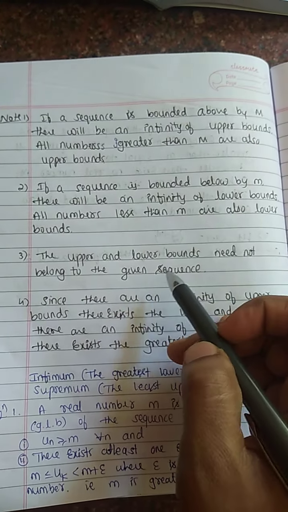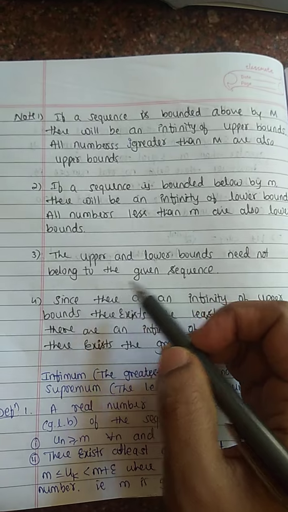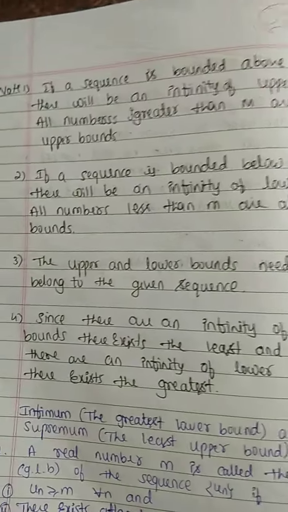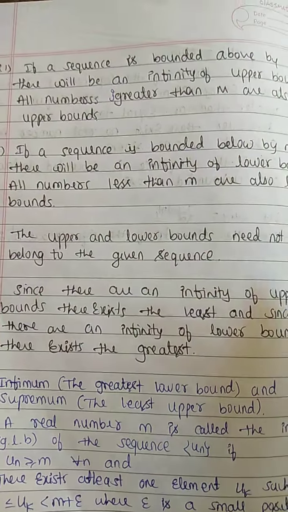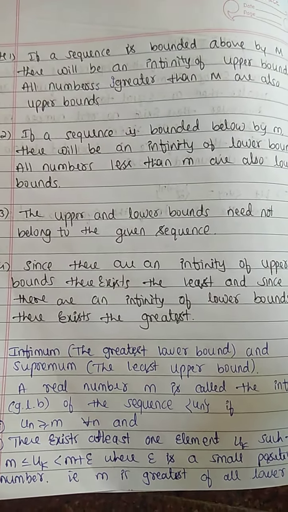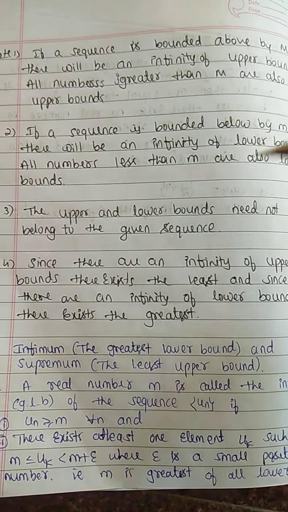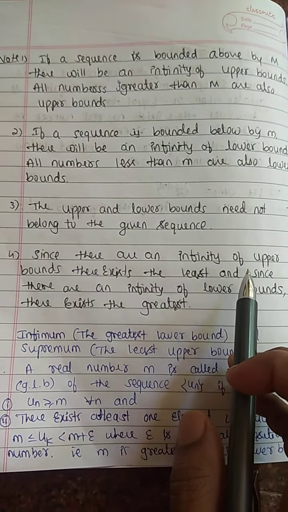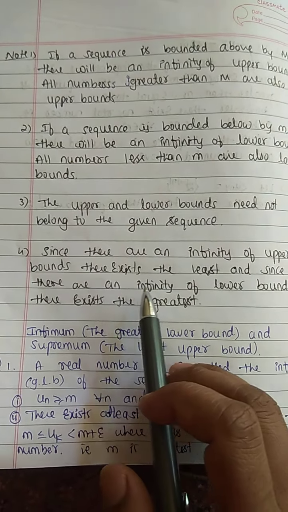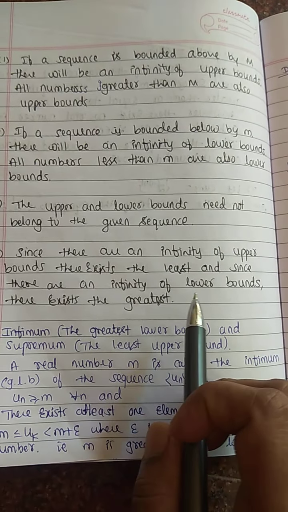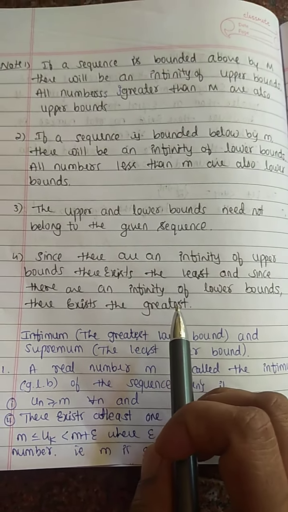Third point, the upper and lower bounds need not belong to the given sequence. This is very important here. Fourth one, since there are infinitely many upper bounds, there exists a least, and since there are infinitely many lower bounds, there exists a greatest.